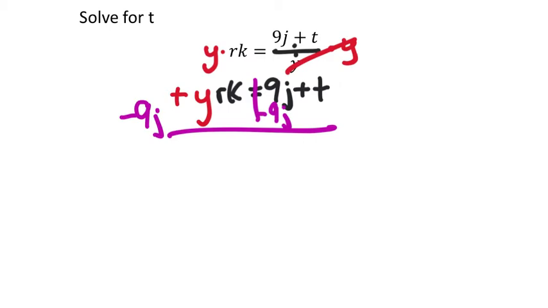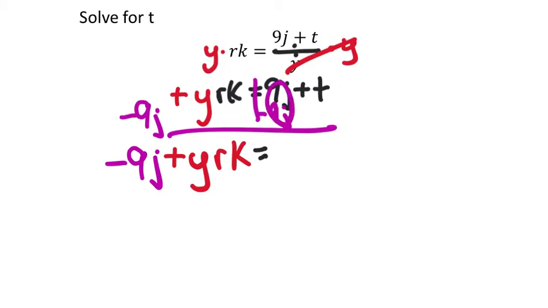And now, what do we get? Well, I'd have negative 9j. Again, it's not a like term that I can combine with positive yrk. But this then equals, see this 9j that we had in black? It zeroed out that negative 9j in purple, and I can just drop the t. As it turns out, this is done.